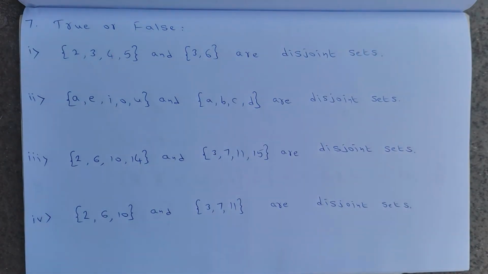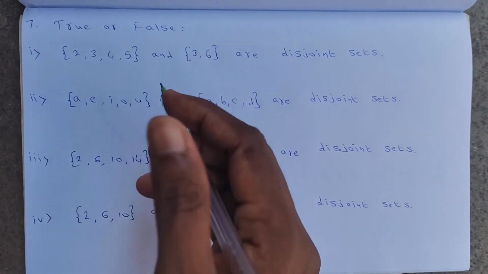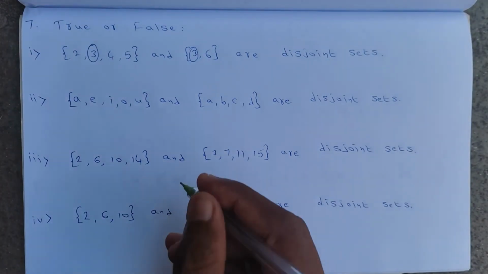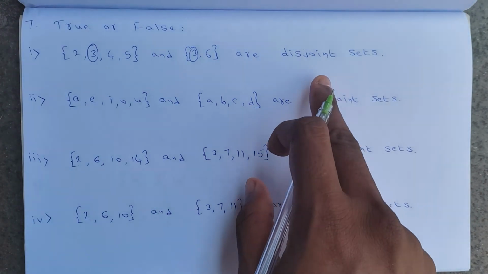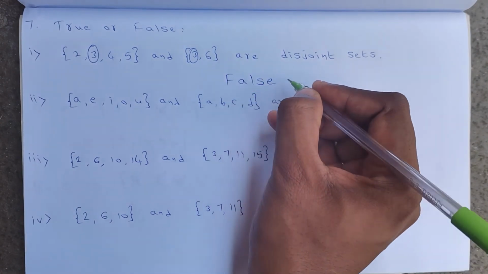First of all, what is a disjoint set? If two sets do not have any common element, then those two sets are said to be disjoint sets. First, let us check whether those two given sets have any common element or not. Here element 3 is common in both the sets, so this is not a disjoint set, but he gave it as a disjoint set, so this will become a false statement.